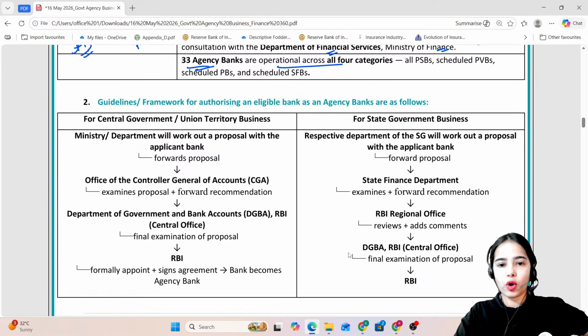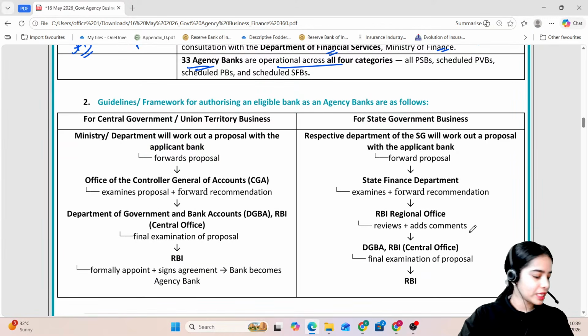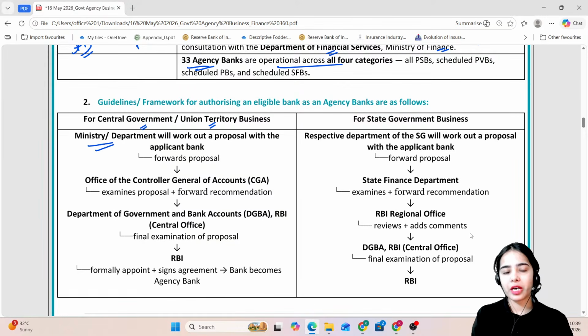Now, the guidelines or framework for authorizing an eligible bank as an agency bank. So what is the chronology, or how can the bank become the agency bank? First of all, for the central government or union territory business, the ministry or department will work out a proposal with the applicant bank, and this proposal will be sent to the office of the Controller General of Accounts, which will examine the proposal and forward its recommendation to the Department of Government and Bank Accounts, RBI Central Office. The DGBA will finally examine the proposal, and if the bank is eligible, the RBI will formally appoint the bank and sign the agreement with the bank, and the bank becomes the agency bank.